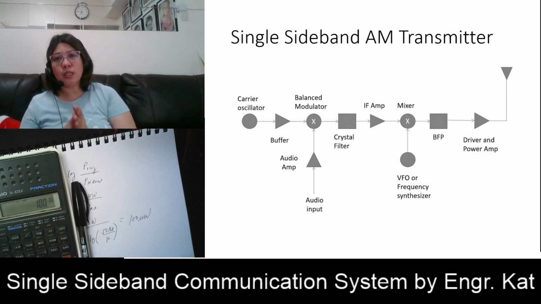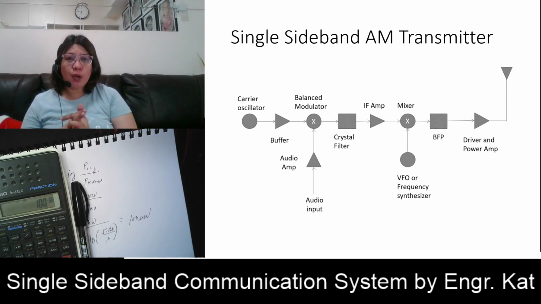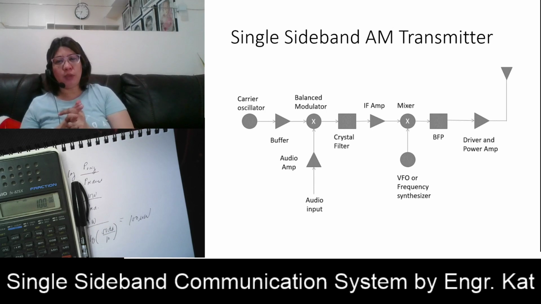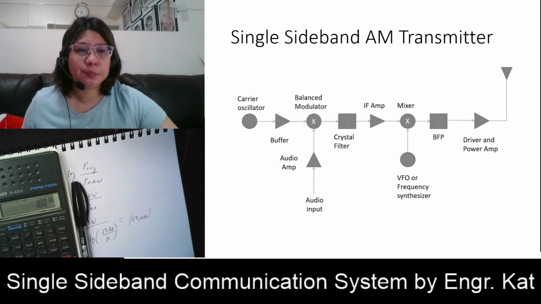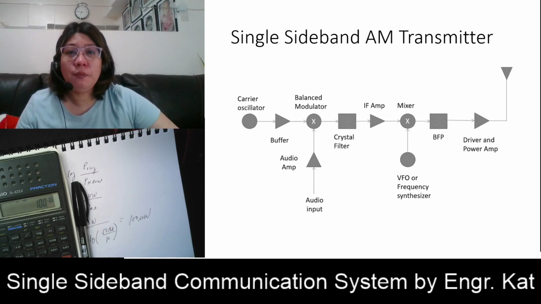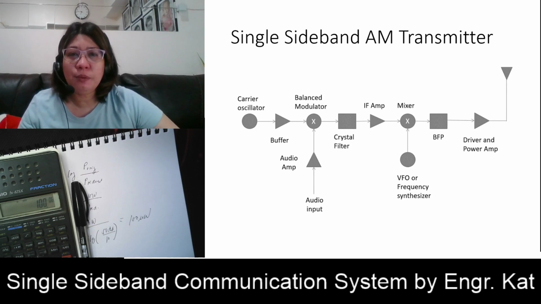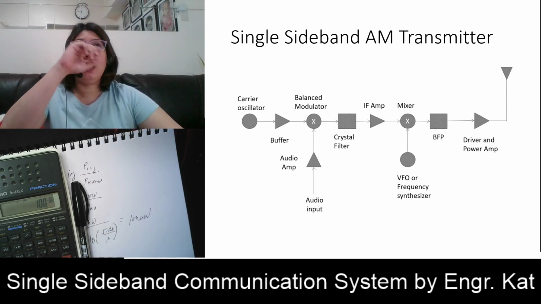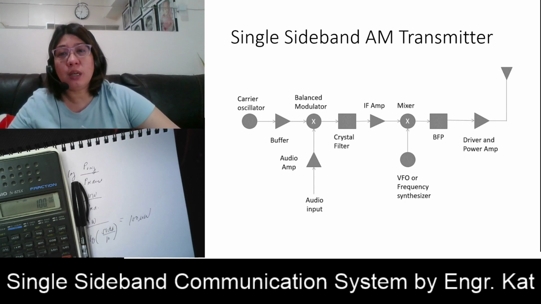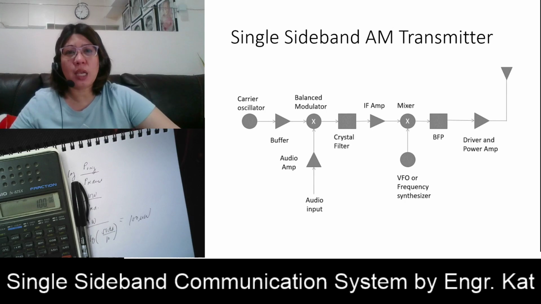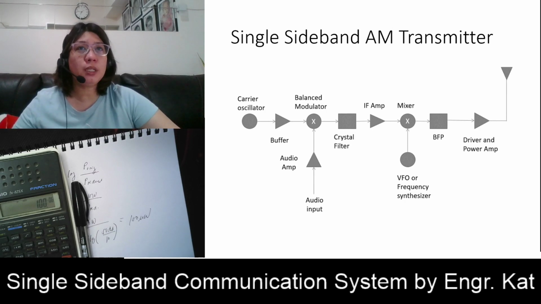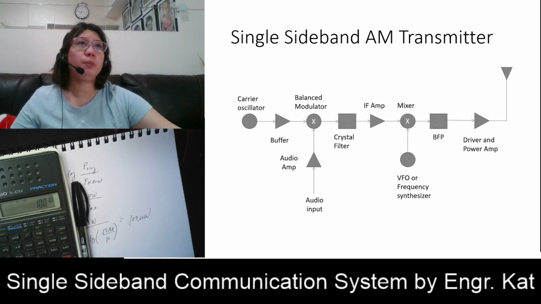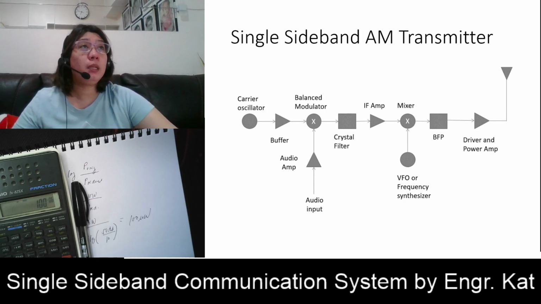Instead of passing through a simple modulator circuit, we have new items here that we didn't encounter previously. So we have here the balanced modulator and a band pass filter. Okay, so what are the additional circuits for a single sideband AM transmitter? Okay, so the first is your balanced modulator. The balanced ring modulator is one of the most popular and widely used balanced modulators.